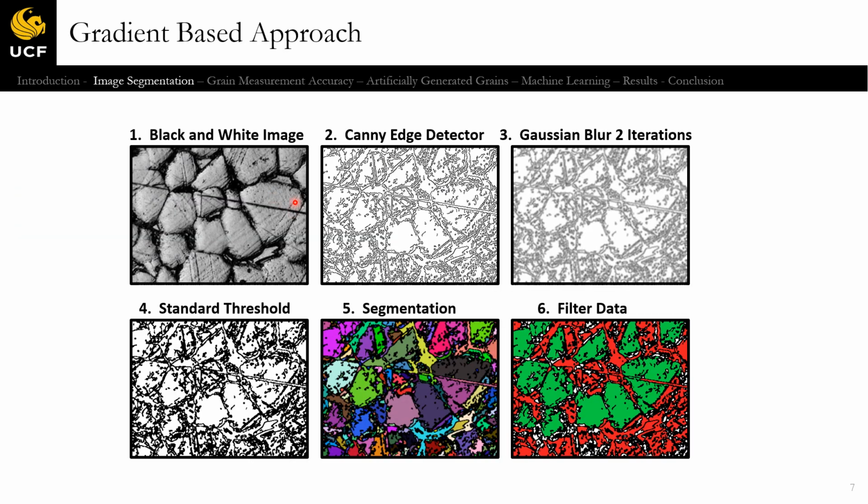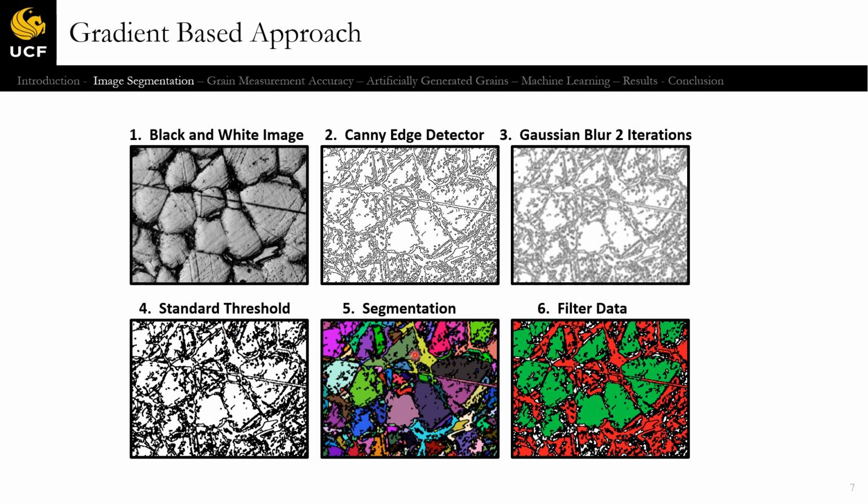Another approach is the gradient-based approach. You can just take your image, convert it to black and white, and do a Canny edge detector. You can blur it using a Gaussian blur method or a median blur method, 2 iterations, however many. In this case, it was done 2 iterations, and then apply the standard threshold again, which is just the average value of the pixels, or a value that you can test out and see which one works best.